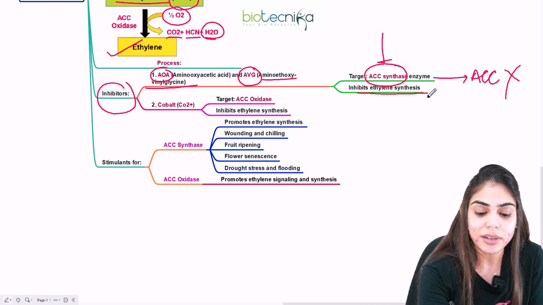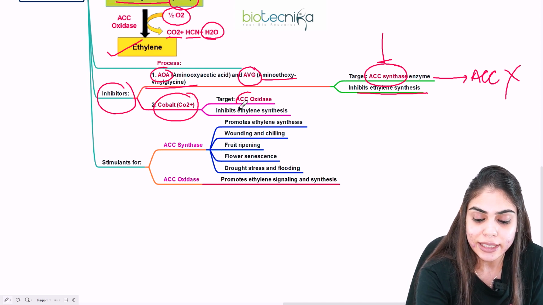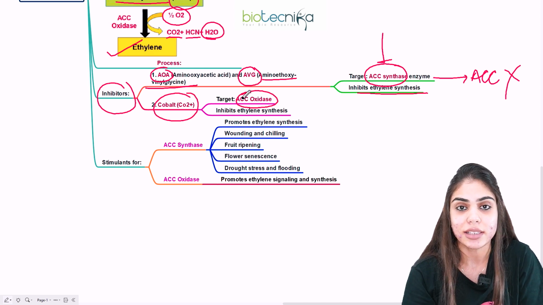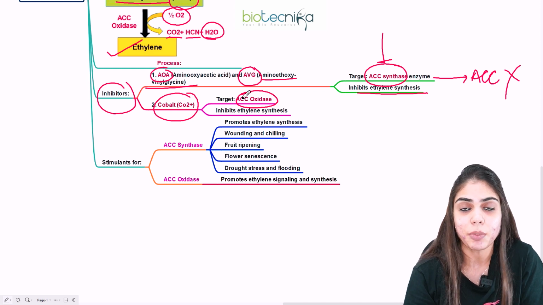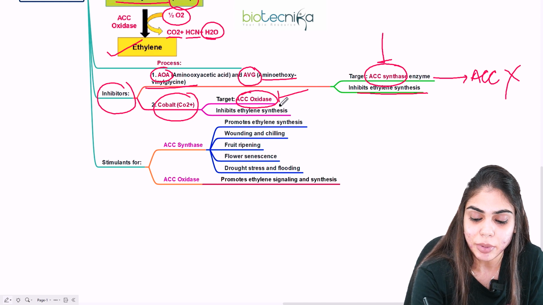The second inhibitor is cobalt, that is Co2+. It is used to target the enzyme ACC oxidase, which is the ultimate step of ethylene biosynthesis. And if this enzyme is inhibited by this inhibitor, it will inhibit the ethylene synthesis.